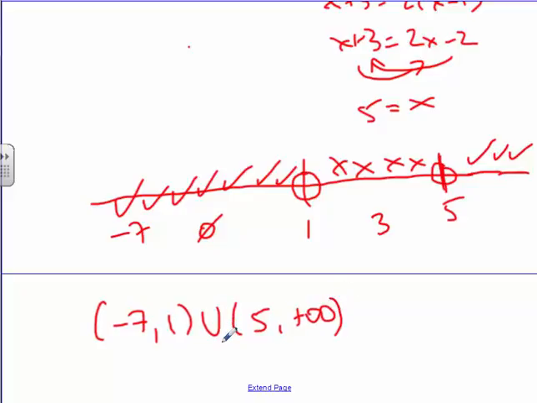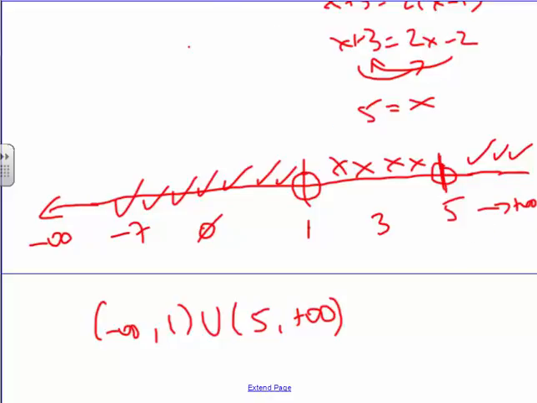I just realized my mistake. Maybe I'll pause for a second here, see whether you can find what my mistake is. If you didn't catch it, it was negative 7 is not the lowest I go to. It's negative infinity that's the lowest I go to. I happened to write negative 7 as an example, but this does keep going from negative infinity up till 1, picks up from 5 and goes to positive infinity.